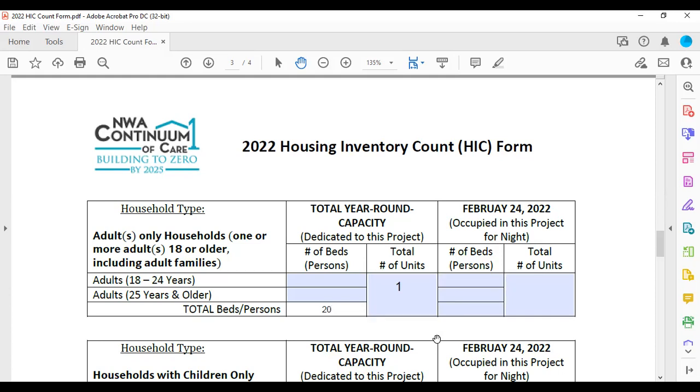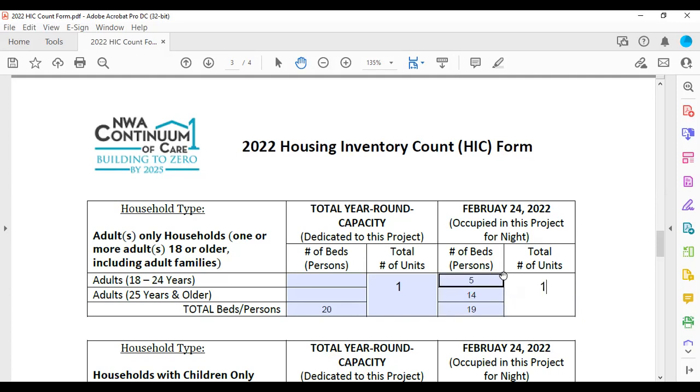So on the night of the 24th, let's say you had 5 adults 18 to 24 in there, and you had 14 that were 25 and over. And is this information going to come from the PIT count surveys? Yes. I'm sorry, 5 and 14, which would be 19, right? You are correct.